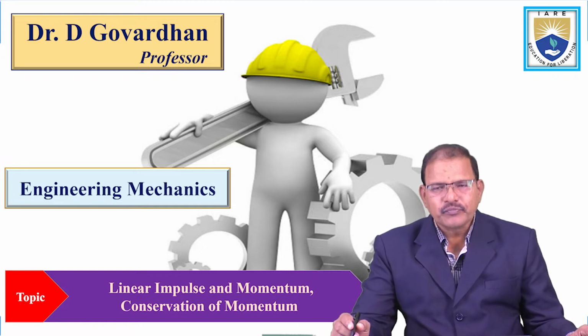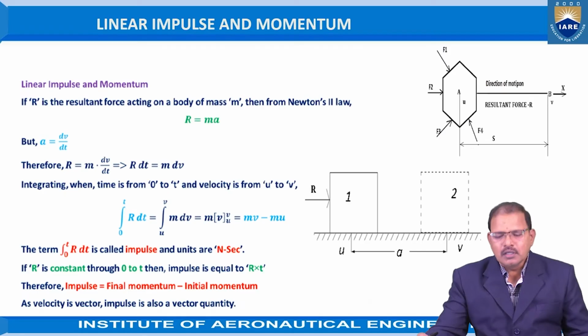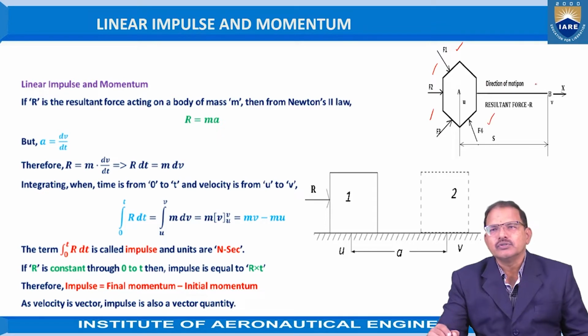Today we are covering the topic of linear impulse and momentum, conservation of momentum. Here let us consider an object which is subjected to the forces F1, F2, F3 and F4 as shown in the figure. Because of the resultant of this system of forces, the object is moving with initial velocity u, and after time t it attains final velocity v. After an interval of time t, the distance covered is s.